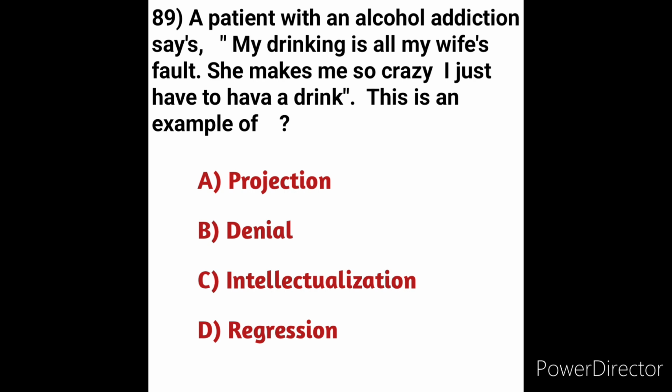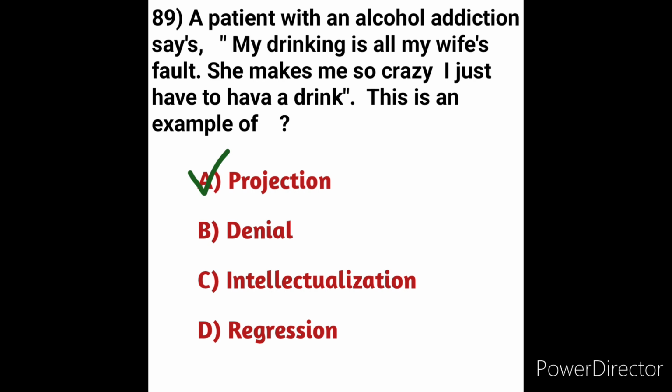What is projection? Psychological projection is a defense mechanism people subconsciously employ in order to cope with difficult feelings or emotions. What is denial? Denial is the conscious refusal to perceive that painful facts exist. Intellectualization involves the person using reason and logic to avoid uncomfortable feelings. Regression is a statistical technique that relates the dependent variable to one or more variables. So here option A projection is the example for the alcohol addiction statement, "My drinking is my wife's fault. She makes me so crazy. I just have to have a drink."